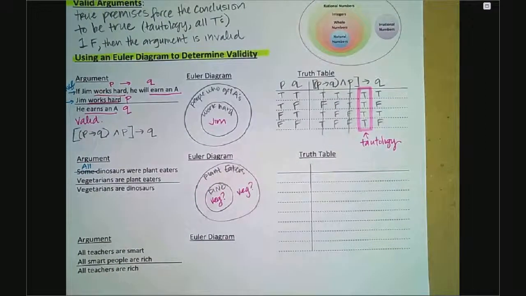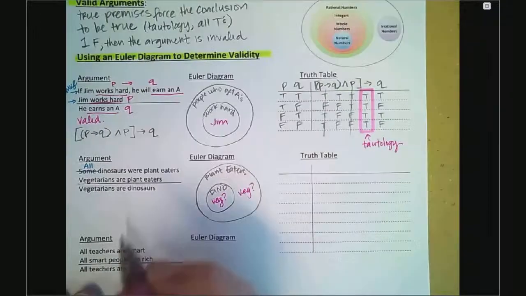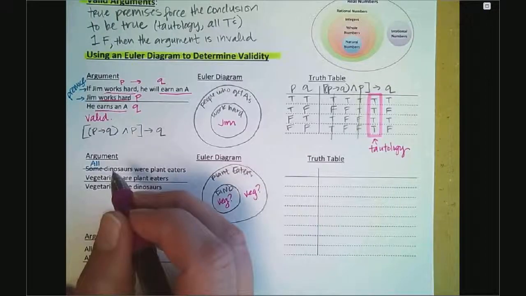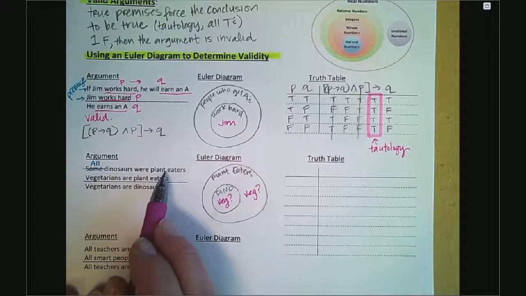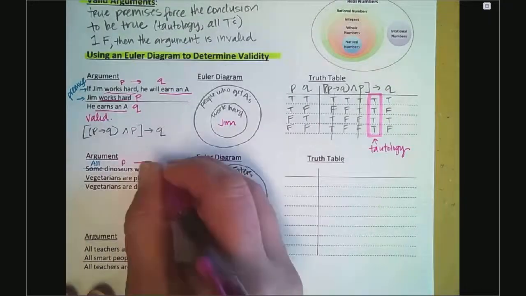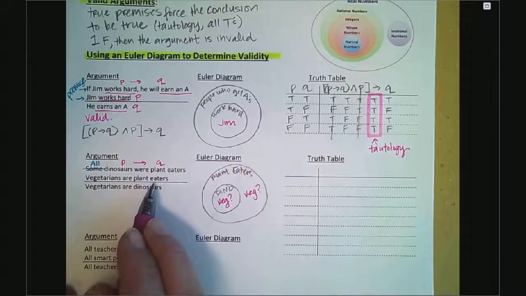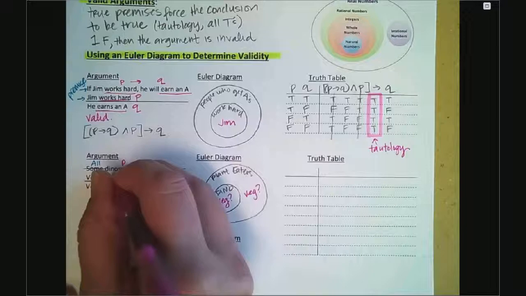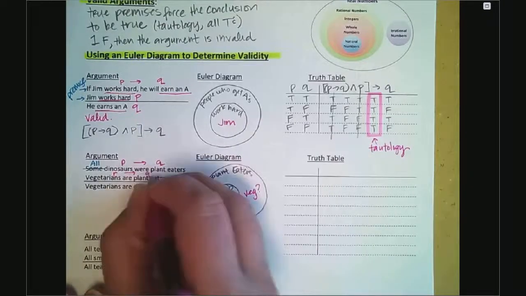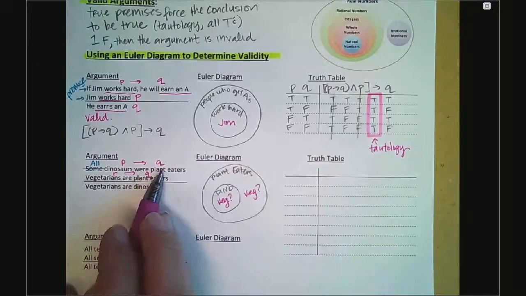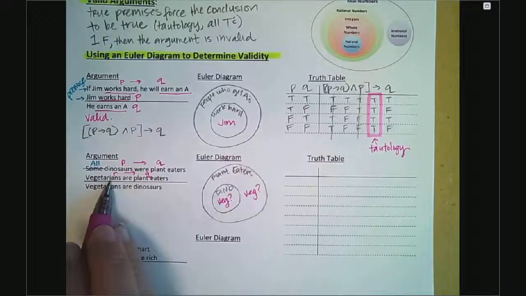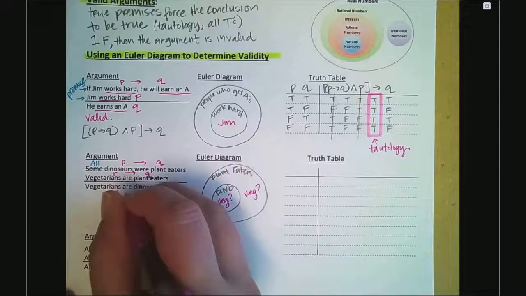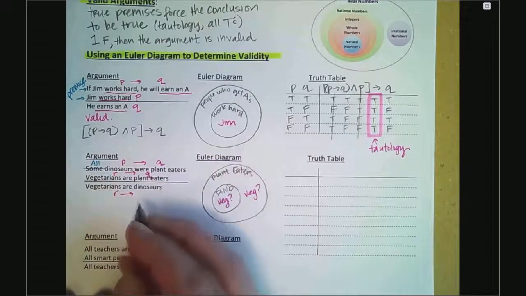So if we're going to verify this with the truth table, we're going to say that dinosaurs are P. Vegetarians are plant eaters. So this is in a third. This is going to be R. Plant eaters we've already assigned to Q. So if you're a dinosaur, then you're a plant eater. If you're a vegetarian, then you're a plant eater. Therefore, vegetarians, which is R, if you're a vegetarian, then you're a dinosaur, which we're calling P.